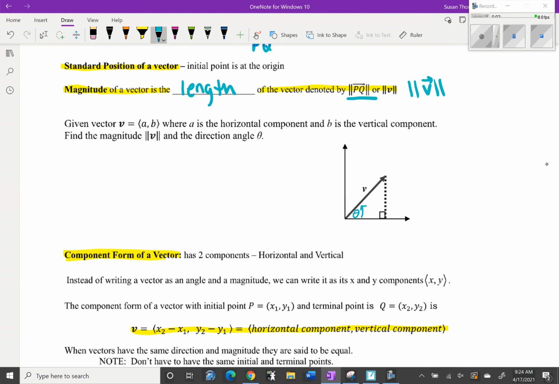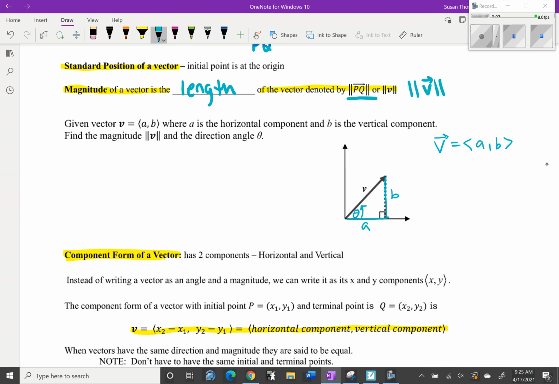So component form of a vector has two components, the horizontal and vertical. In this case, since we had vector v equal to a comma b, a is the horizontal component and b is the vertical component. So we know that this would be the length of a and this would be the length of b. And again, notice we're using the arrows on the ends instead of parentheses to denote that this is a vector.